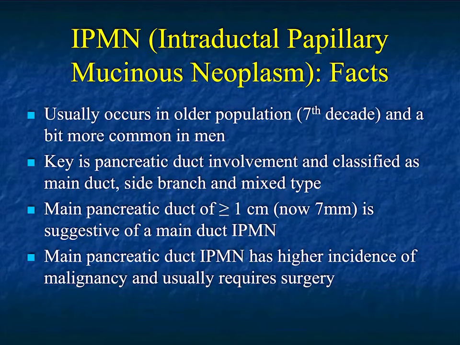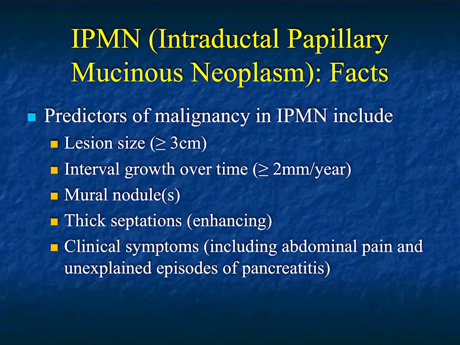When patients have a main duct that's dilated, again now 7 millimeters, not the 1 cm we used to speak about, those are more concerning because main duct IPMNs have a higher incidence of malignancy and usually require surgery. When you look at the whole IPMN population, if you look over someone's entire life, there's less than a 3% chance those patients could develop tumors of malignant cause. Now, when you think about IPMNs, what are predictors of malignancy? Well, lesion size, over 3 cm.